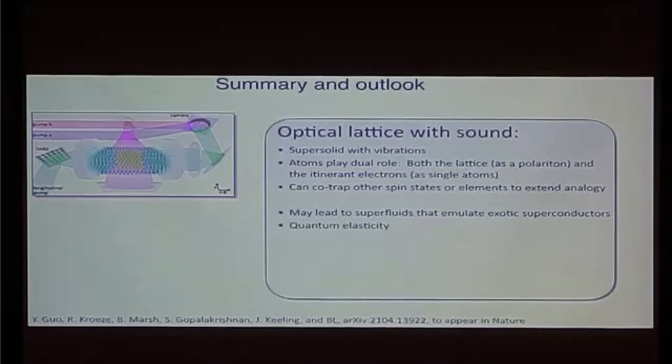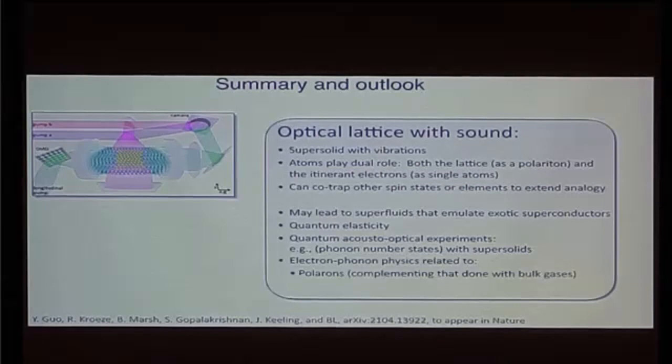You can look at quantum elasticity, and this is something that Srang is very interested in. You can look at defects in the system. You can use this to look at quantum acousto-optical experiments, the counterpart to the experiments that people do with membranes or superconducting systems. We can do this now with atoms. You can look at electron-phonon physics related to polarons, and that complements what people have already been doing with atomic gases, but in a different context. And then you can look at strange metal physics and linear T resistivity.